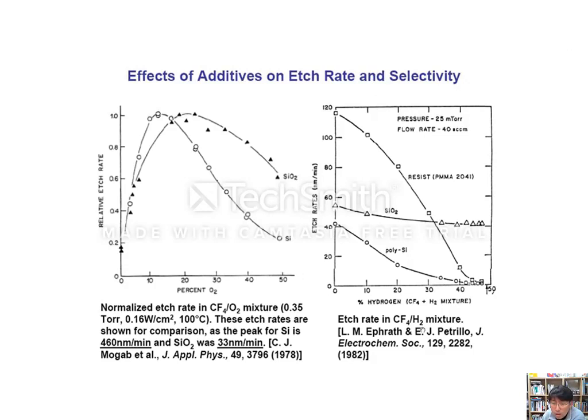The same goes for the etch rate in the CF4 and H2 mixture. This is the percentage of hydrogen in the mixture. By changing this hydrogen percentage, you see that the etch rates of silicon dioxide, polysilicon, and photoresist are different, right?